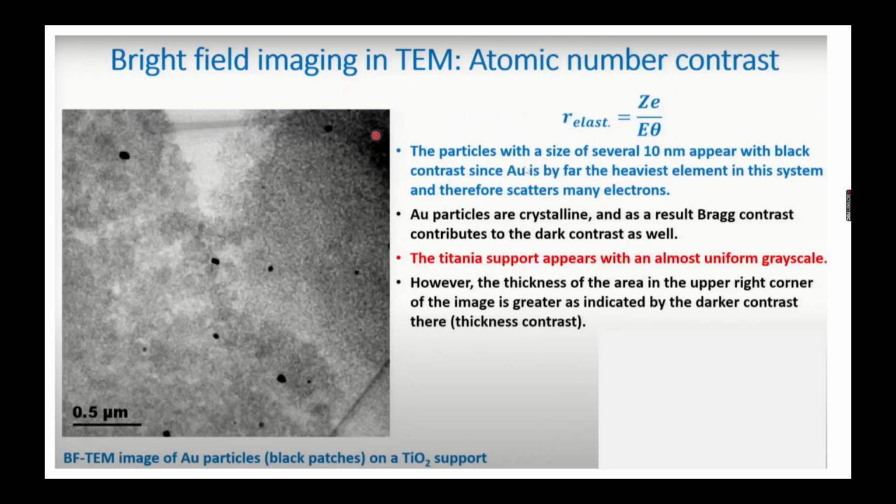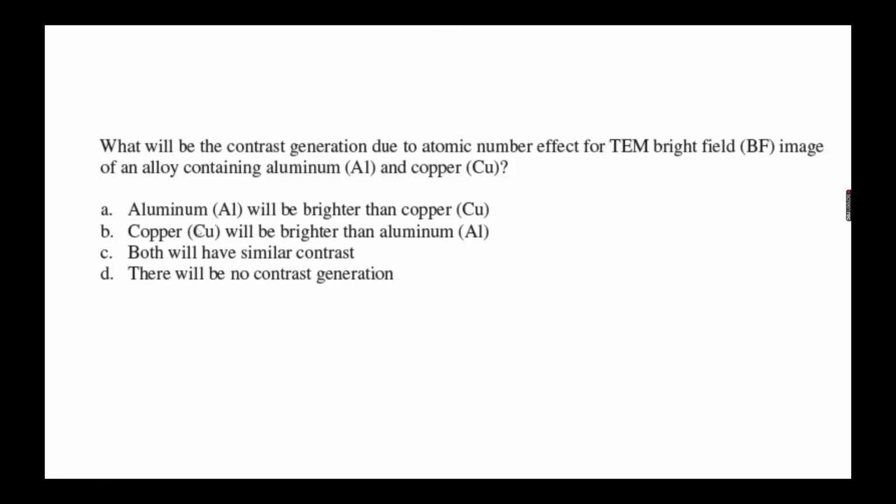When we increase the size, the several 10 nanometer particles appear with black contrast, since Au is by far the heaviest element in the system and therefore scatters many electrons. Since Au is the heavier atom, if you look here, the copper will be heavier than the aluminum because the atomic number of copper is higher.